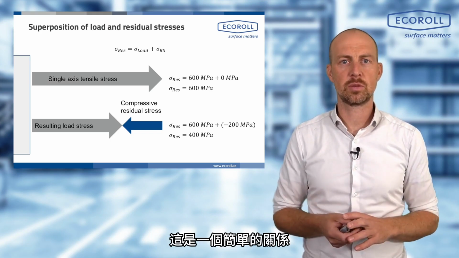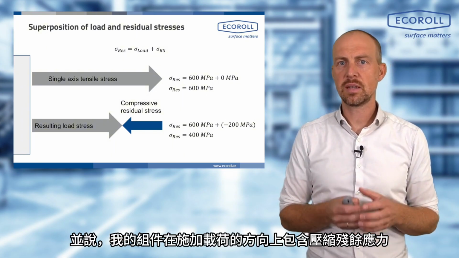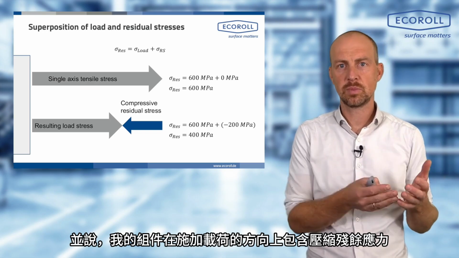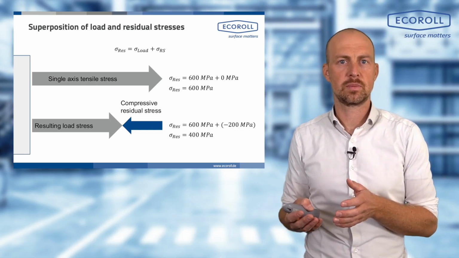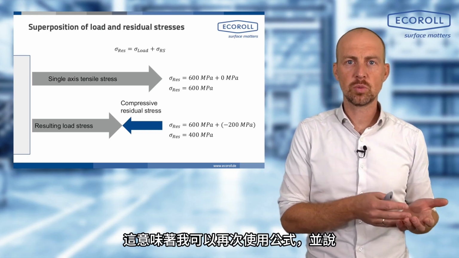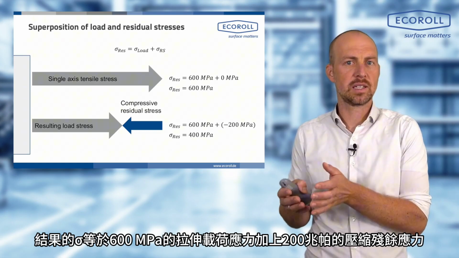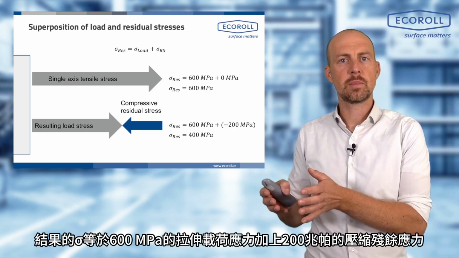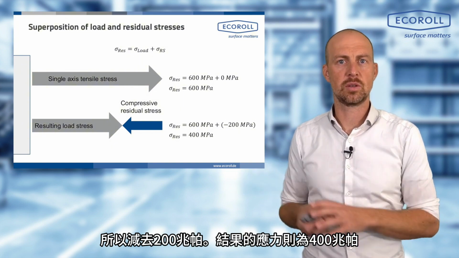A simple relationship. But now I can also take the other component and say, my component contains a compressive residual stress in the direction of the applied load. That means I can use the formula again and say the resulting sigma equals 600 MPa tensile load stress plus 200 megapascals compressive residual stress, so minus 200 megapascals.